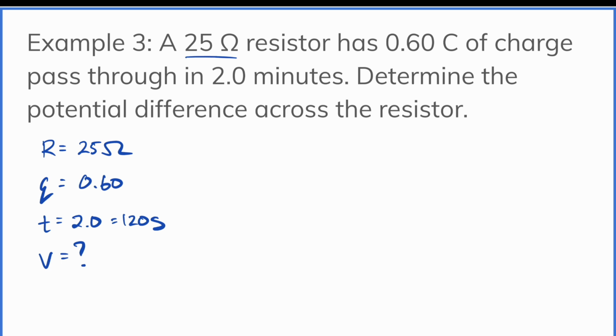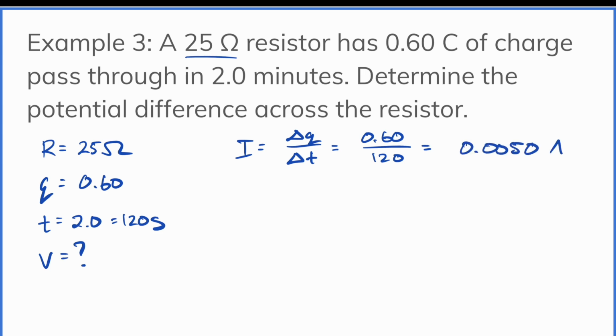And how do we get there? There's no equation with all of these. However, Q over T is the definition of current. If current is the amount of charge passing in a given time, we can figure out the current in this circuit, and then we can use the definition of resistance to find the potential difference. So this is 0.6 over 120, and our current is 0.0050 amps.